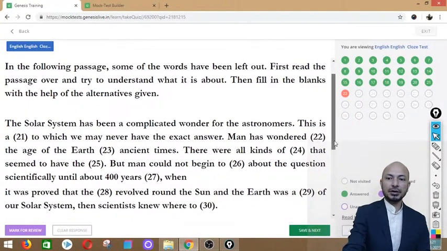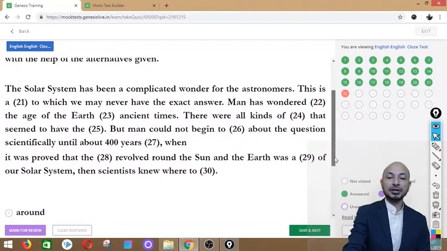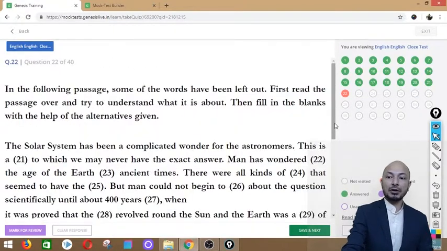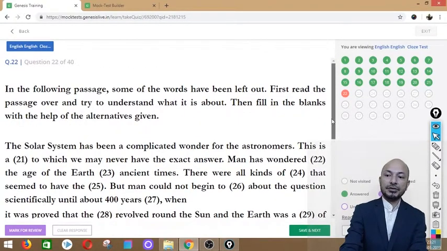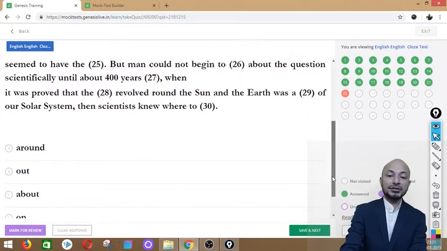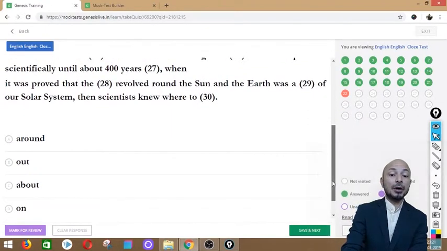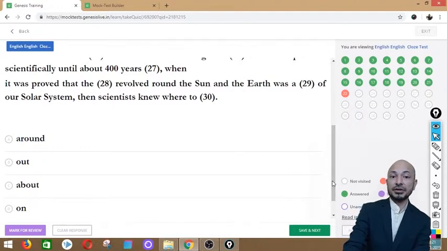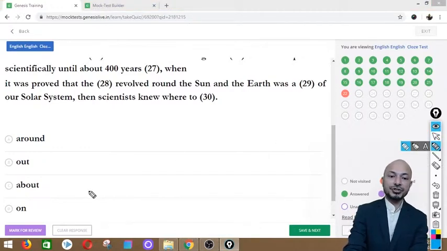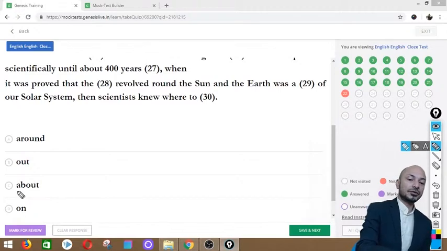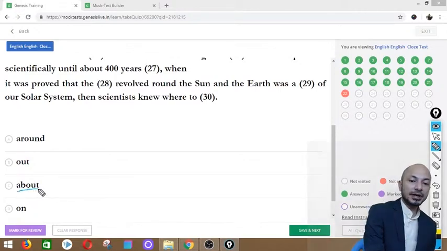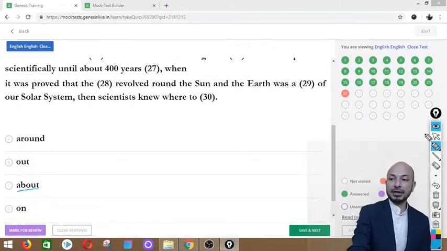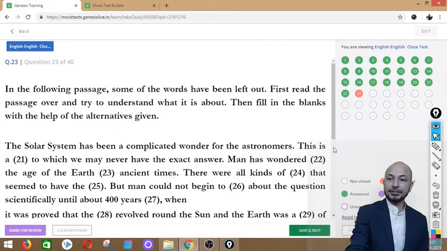So let's read on. Man has wandered dash the age of the earth. So is it man has wandered around? Once again, let me scroll it down. Around the age of the earth, out the age of the earth, about the age of the earth, or on the age of the earth. And it's going to be option C, which says man has often wandered about the age of the earth. So we click option C here and say next.